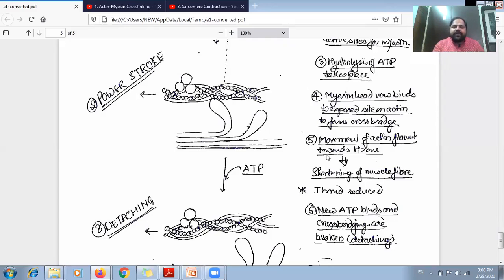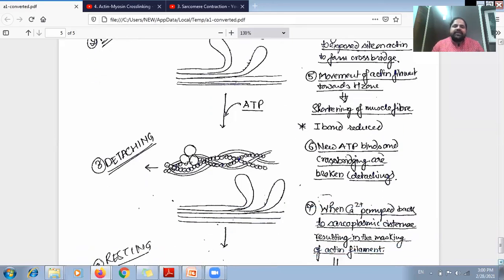And what happens next? The next step is called detaching. What happens when the actin slides towards the M zone or the middle zone? Then the head will be detached. So now the ATP binds and the cross link structure will be broken. The breaking of this head from the myosin is called detaching.